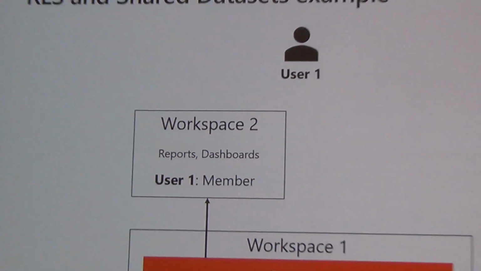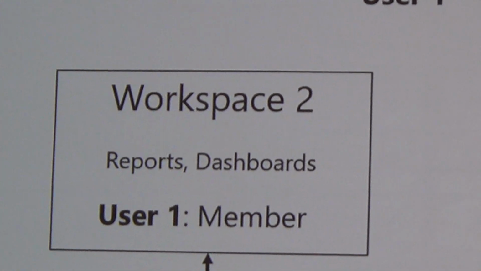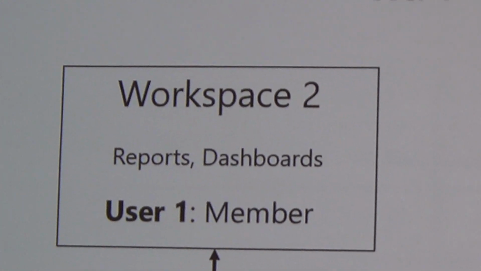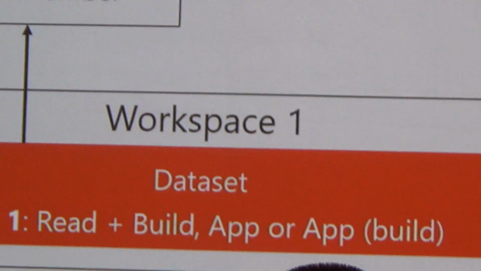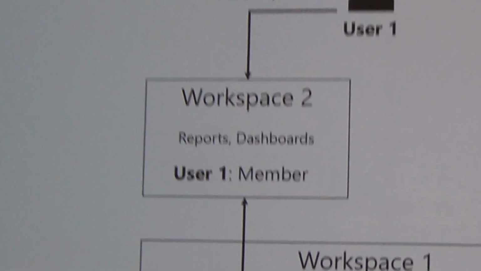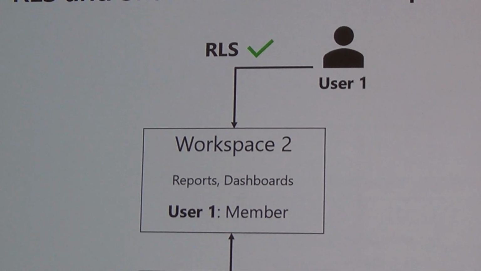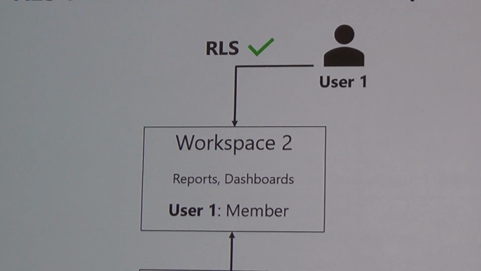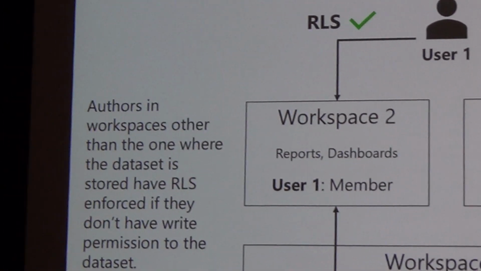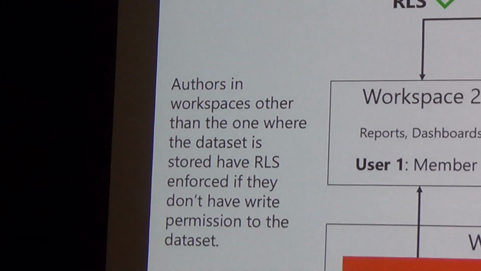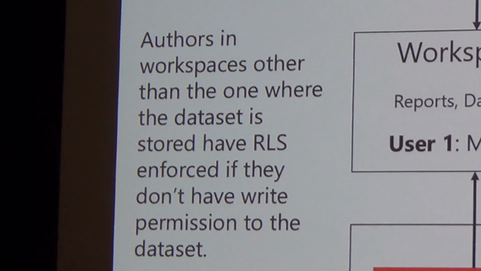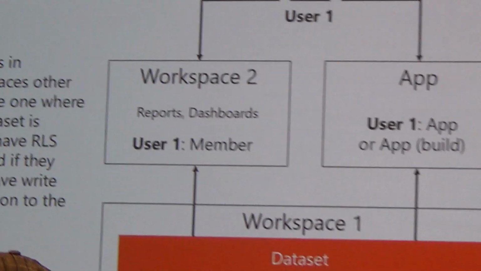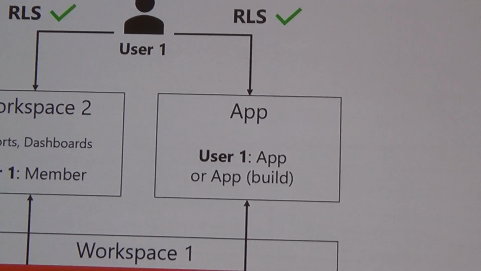So if that user is a member of another workspace, they actually have permission to edit the reports and dashboards in that workspace to their heart's content. And RLS is fully enforced. And that's because, again, that user doesn't have write permission on the data set. Now, if the user accesses an app, again, they have app or app build. They don't have write on the data set. So again, when the user accesses that, RLS is enforced.